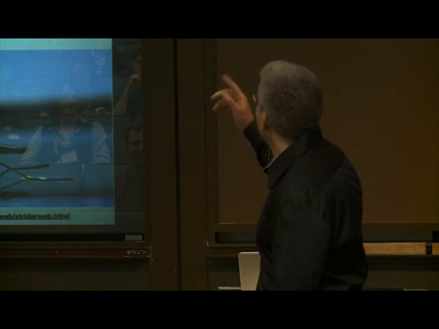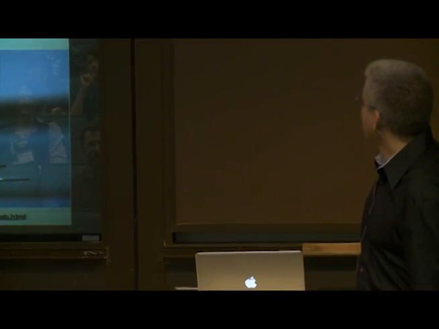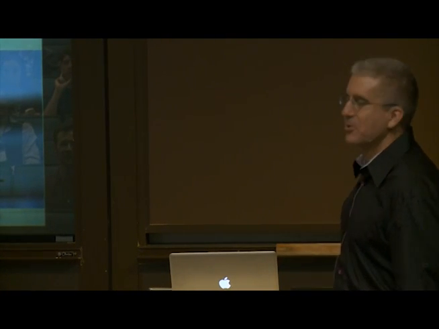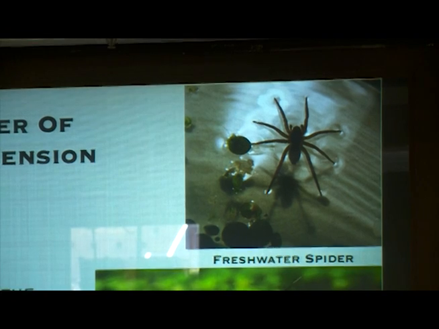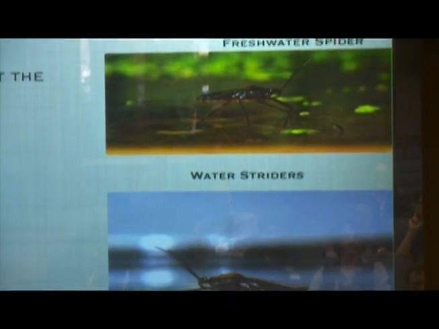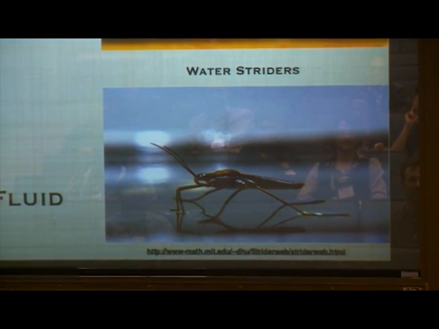Okay? So at the top, we see a freshwater spider. At the bottom two are water striders. It turns out a buddy of mine, a guy named John Bush at MIT, who's actually in the math department, studies these organisms and how they sit on this interface. And the question is, okay, how can they do this?